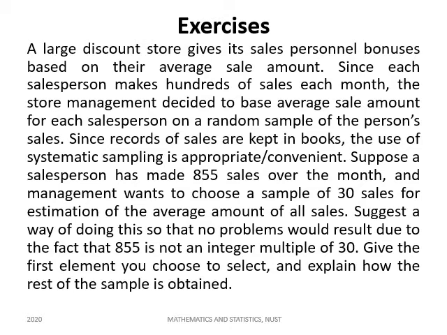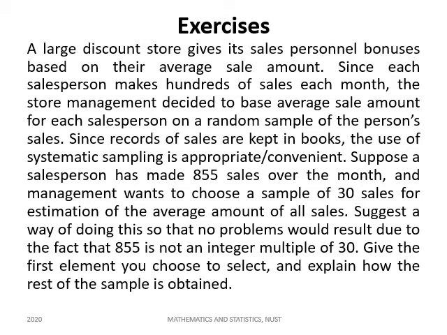Suppose a salesperson has made 855 sales over the month, and management wants to choose a sample of 30 sales for estimation of the average amount of all sales. Suggest a way of doing this, but there are no problems with result due to the fact that 855 is not an integer multiple of 13. Give the first element you would choose to select, and explain how the rest of the sample is obtained. Okay, so here again is just gauging your understanding. Do you understand how systematic random sampling works?